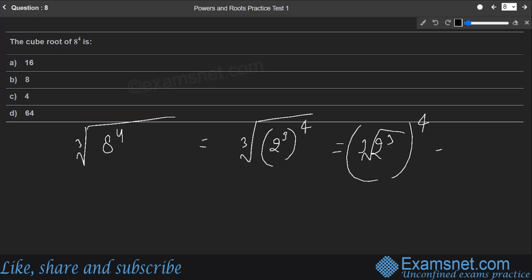So if we do like that, obviously the power 3 and the cube root will get cut down. So you are left with 2 to the power 4, that is 16, and that becomes the right answer, which is available in option A.